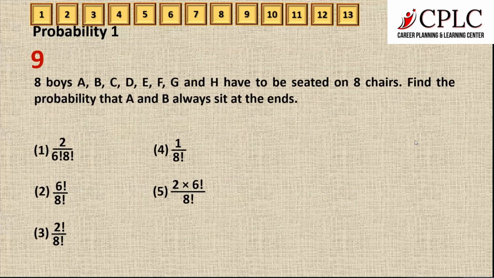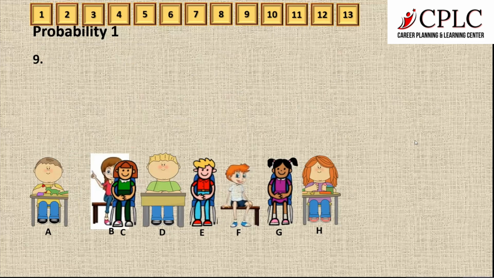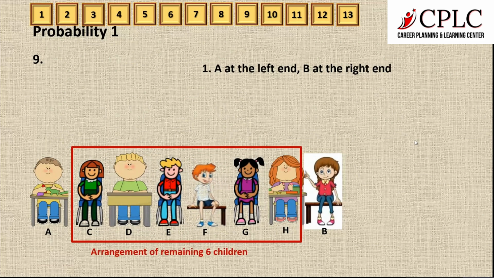Moving to the next question. 8 boys A to H have to be seated on 8 chairs. Find the probability that A and B always sit at the ends. Now A and B are sitting at the ends. That means these two places are fixed and we just need to arrange the middle 6 children.